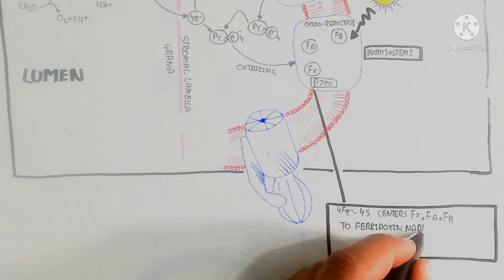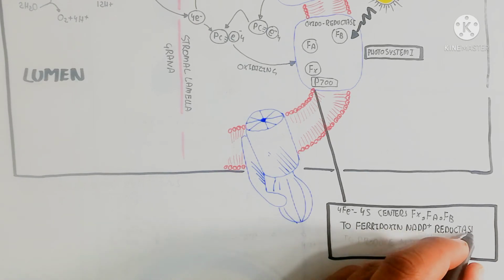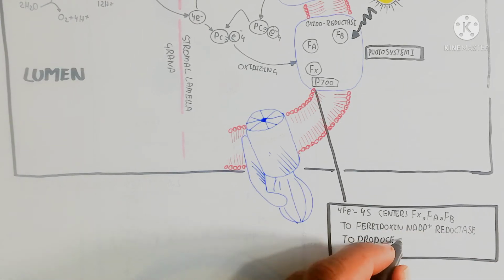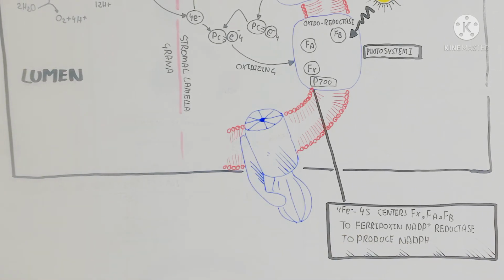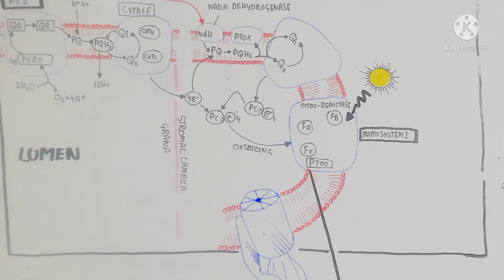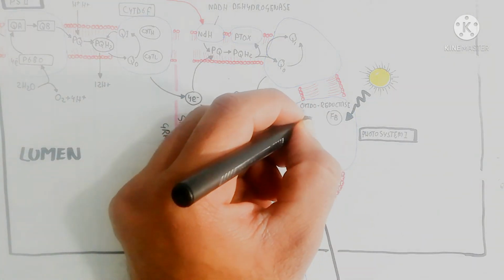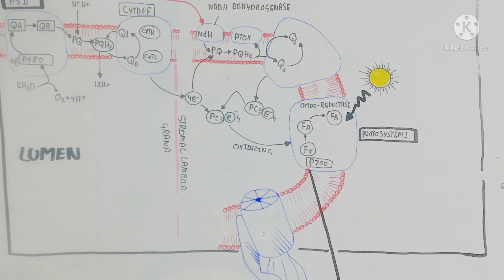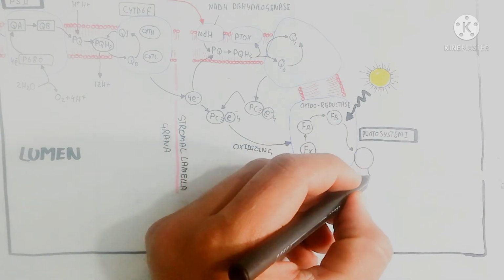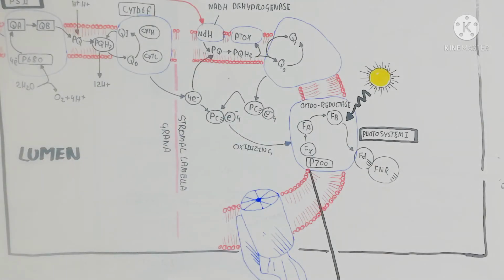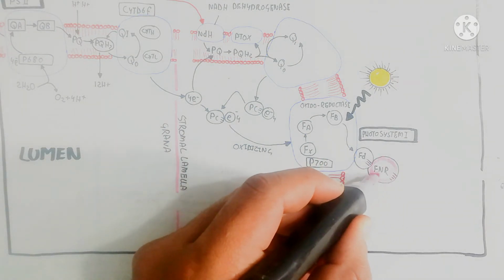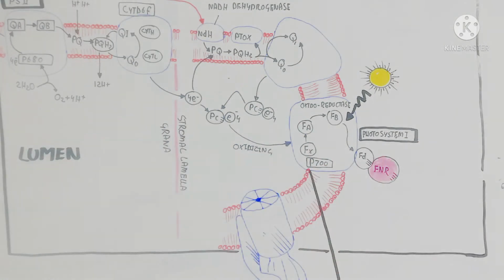So the iron-sulfur center containing 4 iron and 4 sulfur passes the electron to Fx to Fa to Fb, to ferredoxin NADP plus reductase, to produce NADPH. In this way you can see here the ferredoxin is present, and the ferredoxin NADP plus reductase enzyme is also present.